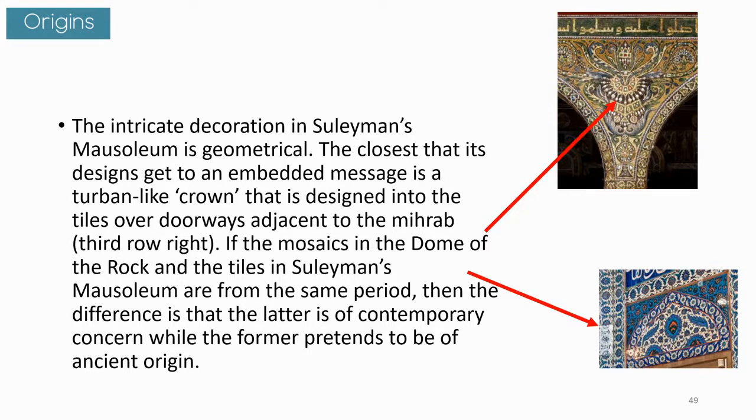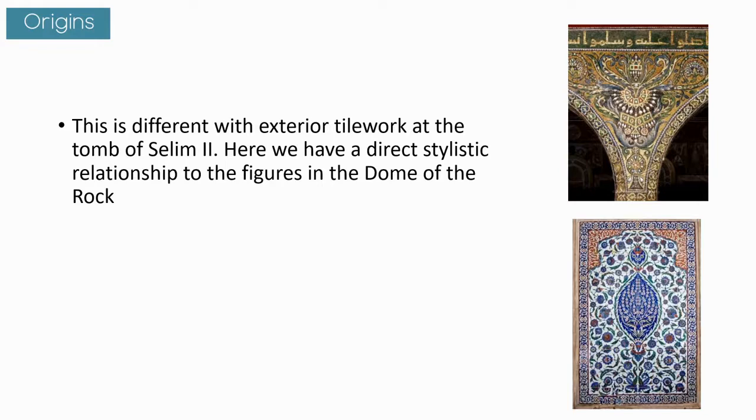If the mosaics in the Dome of the Rock and the tiles in Suleiman's mausoleum are from the same period, then the difference is that the latter is of contemporary concern, while the former pretends to be of ancient origin. This is different with exterior tilework at the tomb of Selim II. Here we have a direct stylistic relationship to the figures in the Dome of the Rock. So what we're dealing with here is a pair of very similar mosaics that were probably created at the same time.